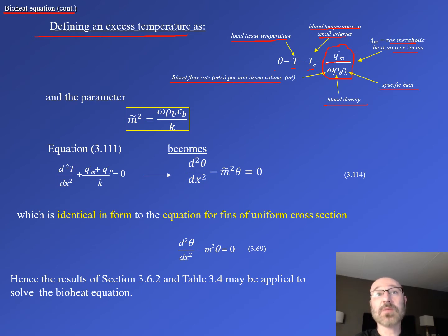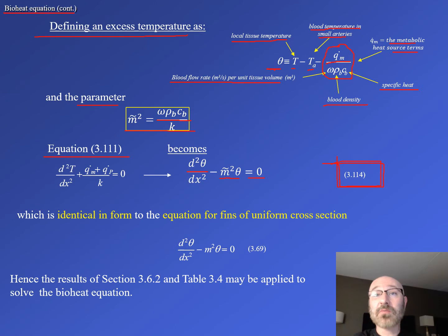With this relationship, and also the parameter we have for our definition of m tilde squared, which is equal to omega times the blood density times the specific heat over k, we can go back to equation 3.111, plug those relationships in, and this now becomes the equation we see here in 3.114: d squared theta over dx squared, the second derivative of theta with respect to x, where theta is defined by this relationship, minus m tilde squared theta, is equal to 0. So this goes back again to equation 3.114.